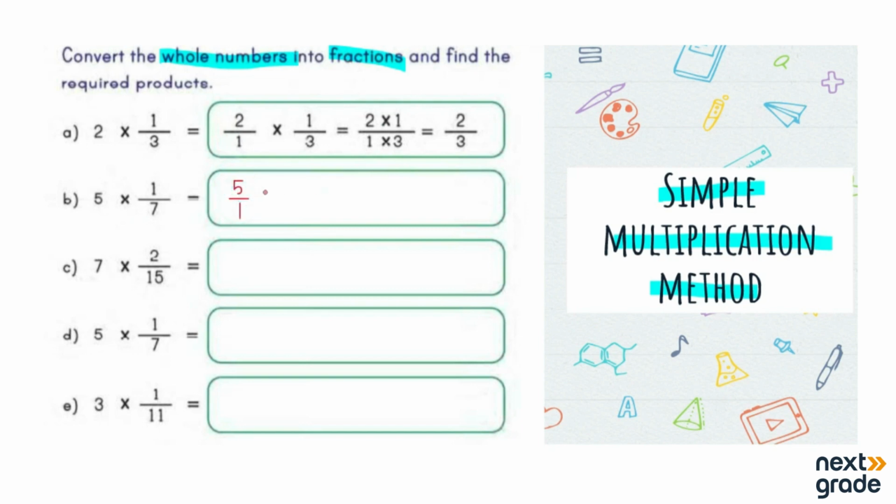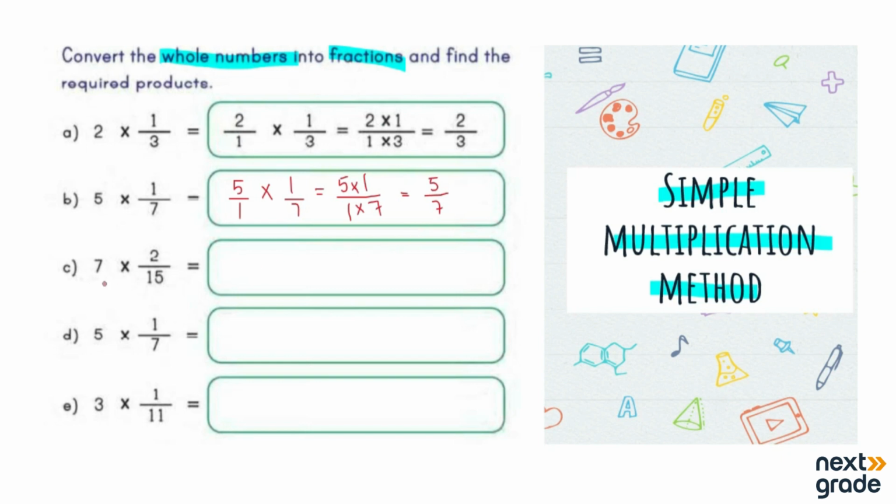Alright, then we have to write the fraction next to it, that is 1 over 7. Now we are going to multiply the numerator with the numerator, that is 5 multiplied by 1, and then we put the bar under it. उसके बाद next हमारे पास है 1 multiplied by 7. So what is 5 multiplied by 1? 5 multiplied by 1 is 5 and 1 multiplied by 7 is 7. So the answer of this question is 5 over 7.